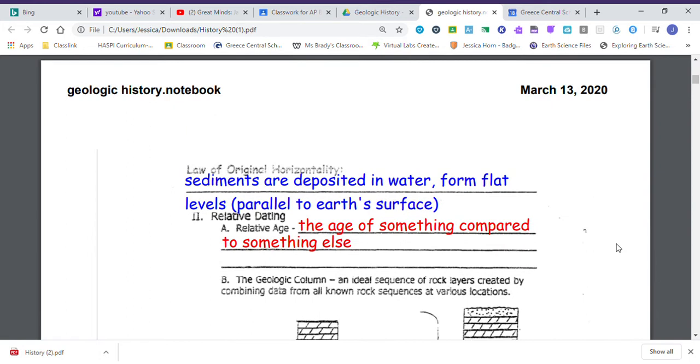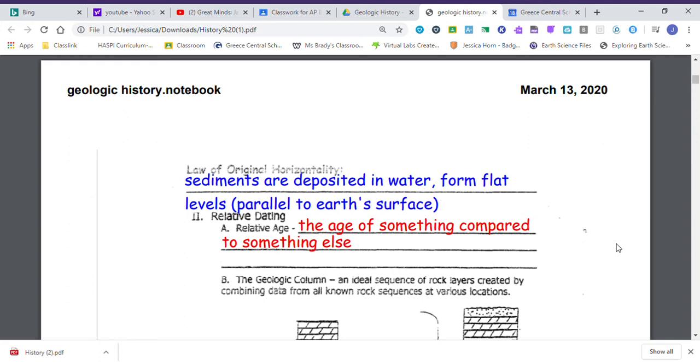We have this law called the law of original horizontality. The name of the law isn't really important, but the idea is this. When sediments are deposited in water, they form flat layers. This is how sedimentary rocks are formed. All sedimentary rocks are formed in water. Sediment is dropped down into the water. The sediment is compacted by the pressure of the water above it, and then over time, those sediments are cemented together. Well, over years and years, millions of years, you have lots of different layers, and they all form parallel layers, parallel to the surface of the earth. That's just a sedimentary rock.